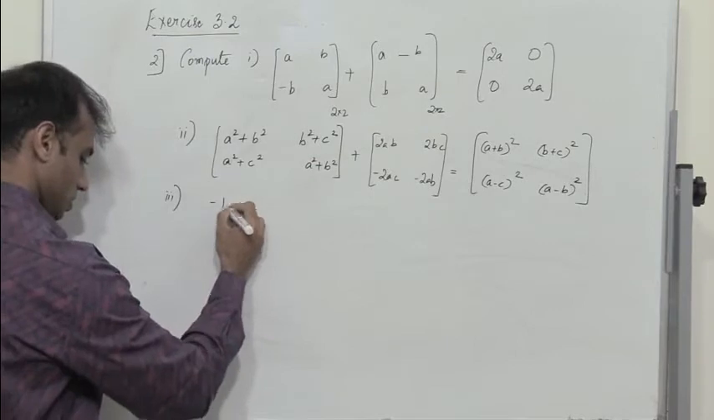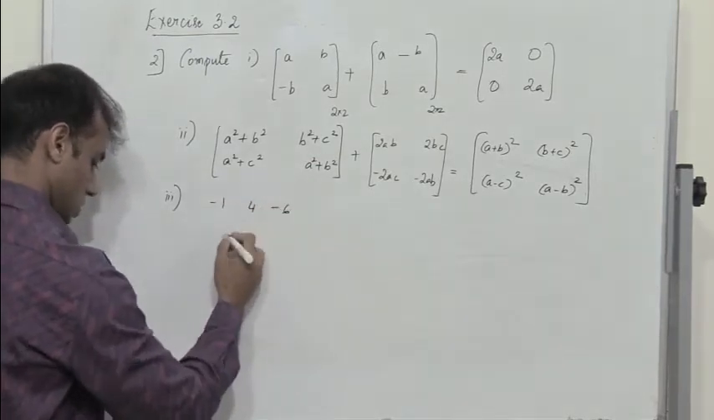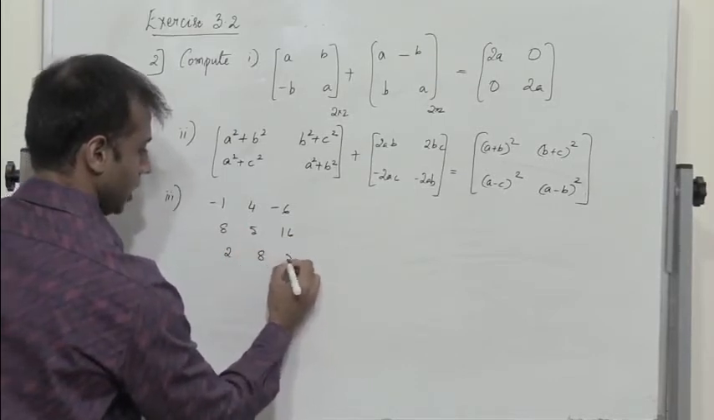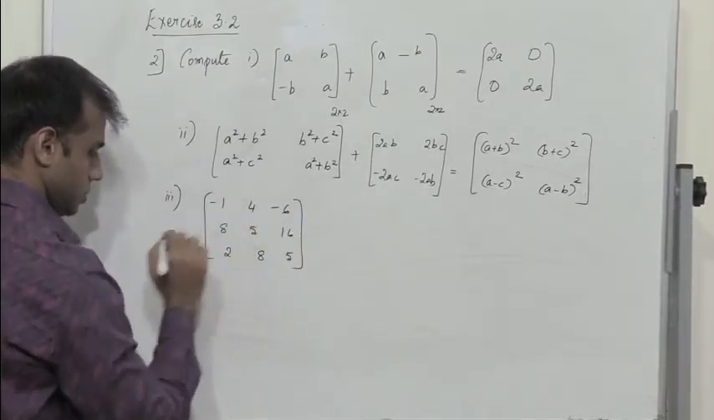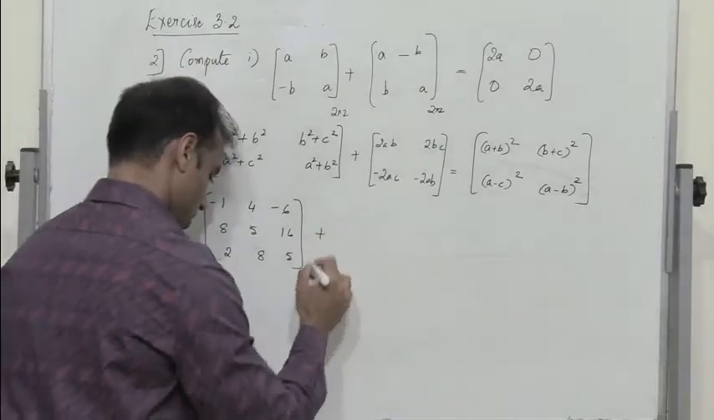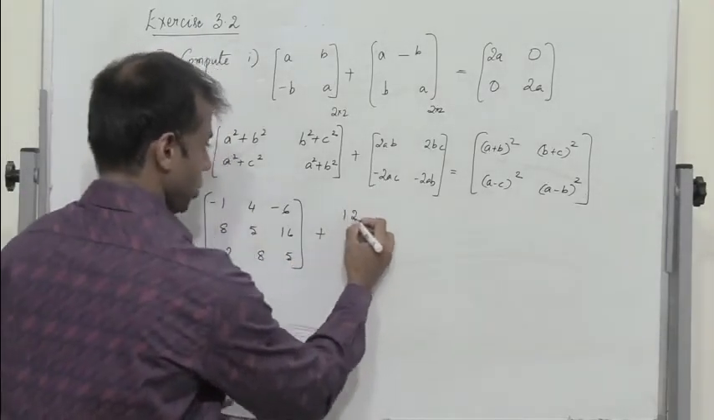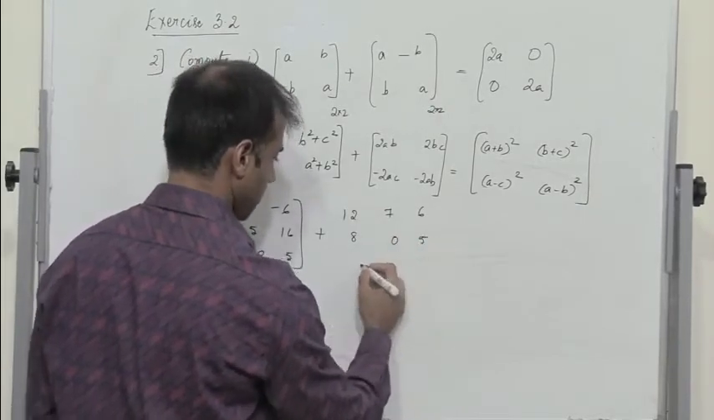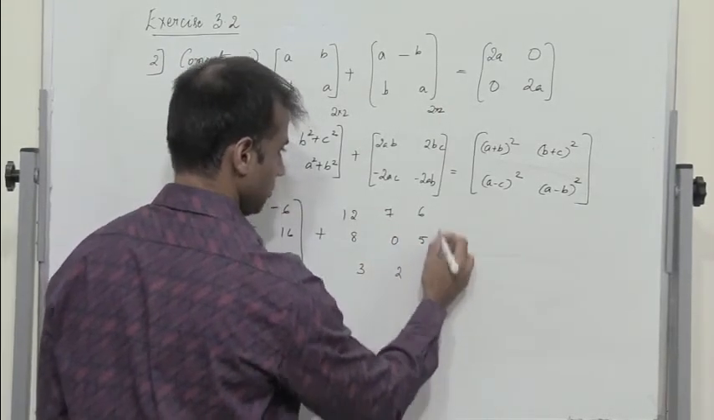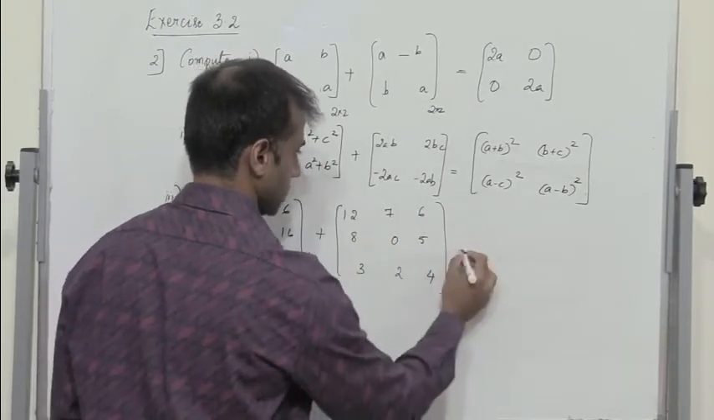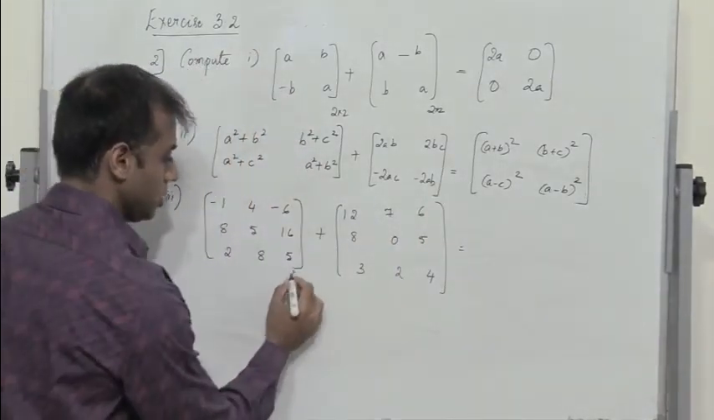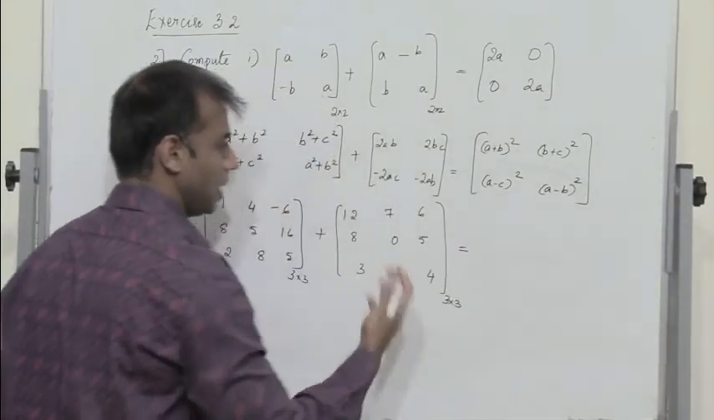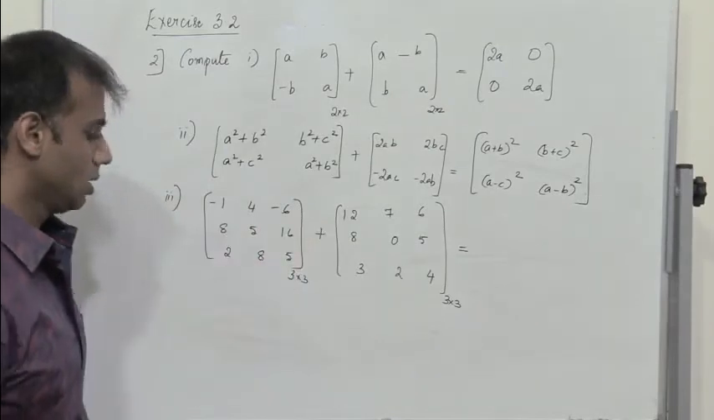So I have a matrix minus 1, 4, minus 6, 8, 5 and 16, 2, 8 and 5. So this matrix has to be added with another matrix 12, 7, 6, 8, 0, 5, 3, 2 and 4. So this is a matrix of order 3 cross 3. This also is a matrix of order 3 cross 3. So since we are performing addition, the corresponding elements are added.